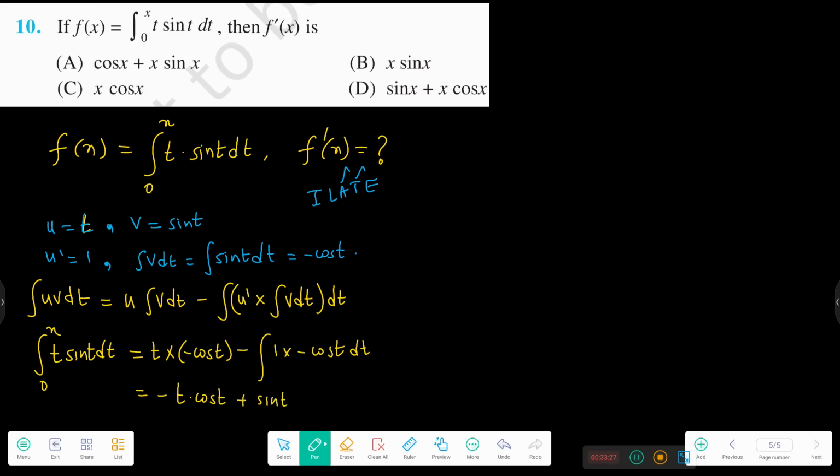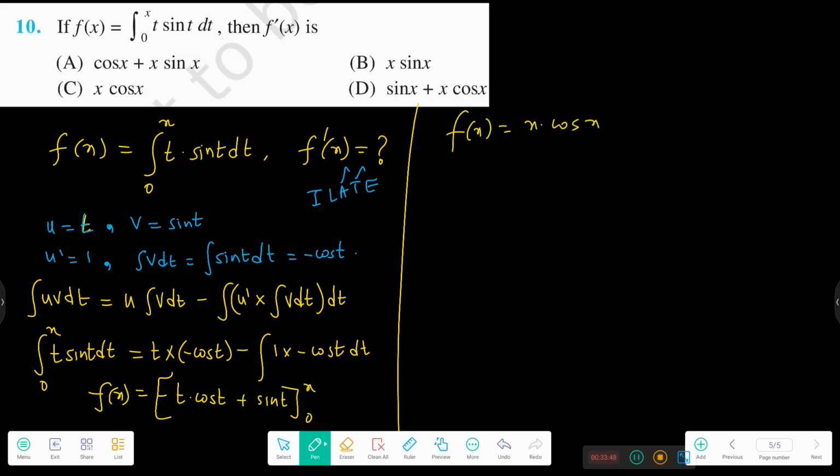Okay, and limit is given. What is the limit given? 0 to x. And this one we can say is f of x given by the question. So when you simplify you will be getting f of x. Apply the limit, so f of x is equal to upper limit x into cos x plus sin x minus lower limit of 0, 0 you will be getting. So x into cos x plus sin x.